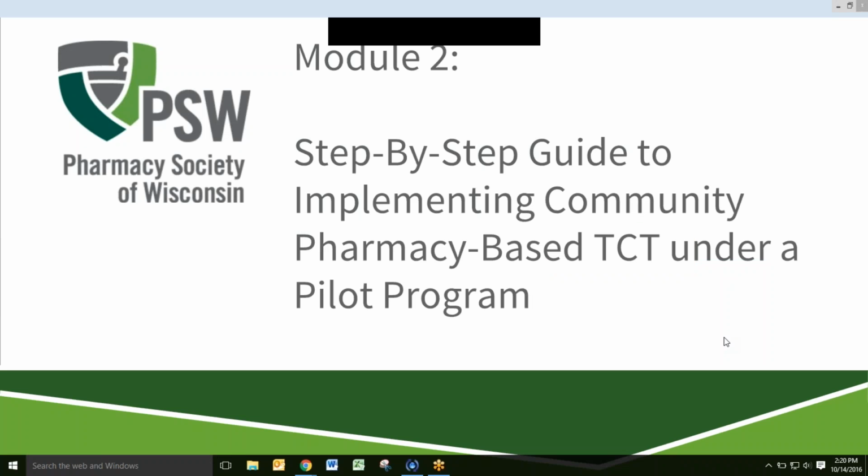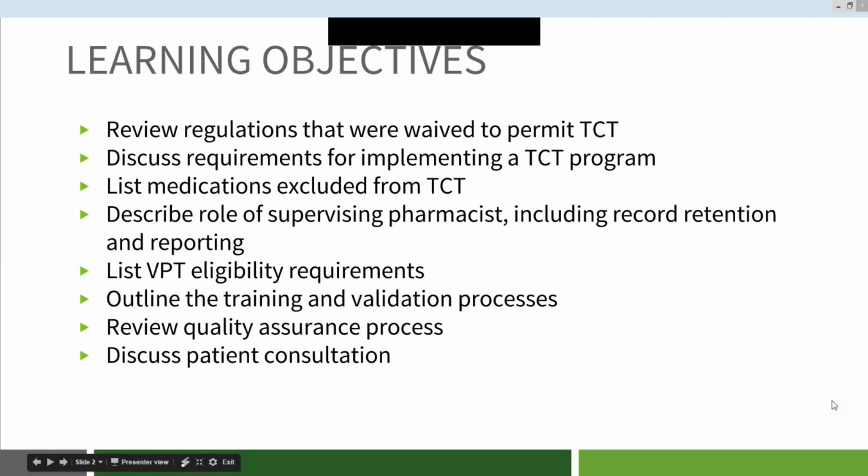In this module, we will discuss the steps to applying and receiving approval from the Wisconsin Pharmacy Examining Board to implement a Community Check Tech program at your pharmacy.